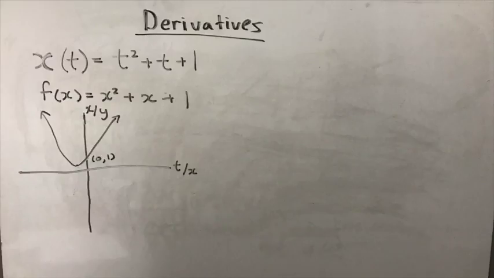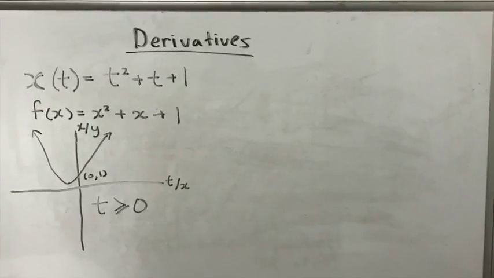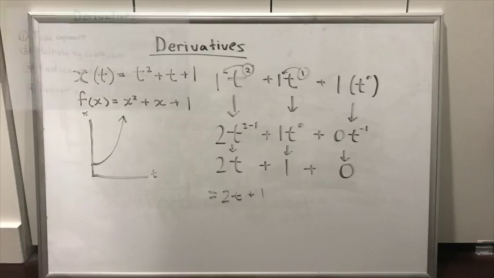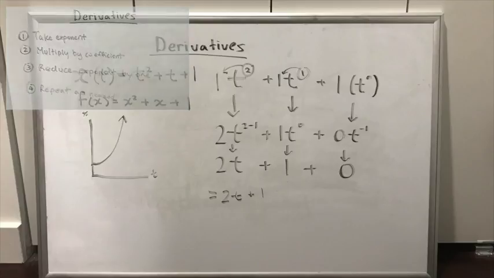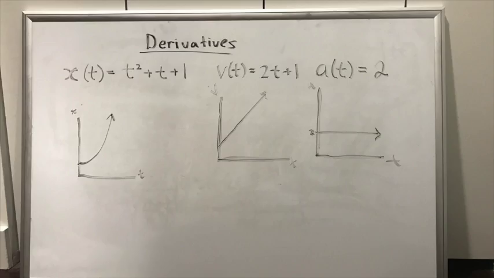For example, let's take x of t equals t squared plus t plus 1, which can also be written mathematically as f of x equals x squared. But since you can't have negative time, we're going to look at quadrant 1 of this graph. So I followed the aforementioned steps to get to my derivative, which is my function for velocity. And I can repeat the same steps to get my function for acceleration.